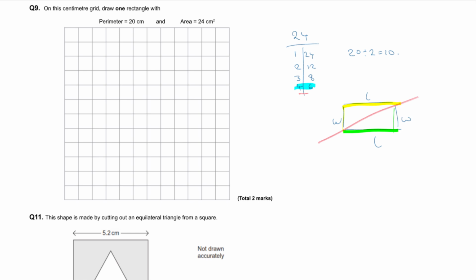So just pick some points. There's a point to start with then. So I'm going to count 1, 2, 3, 4, 5, 6 along, and 4 down, and 6 along, and 4 back up again. Okay, and then joining that together, I'm going to get my rectangle. Okay, so there we go, there's my rectangle drawn.